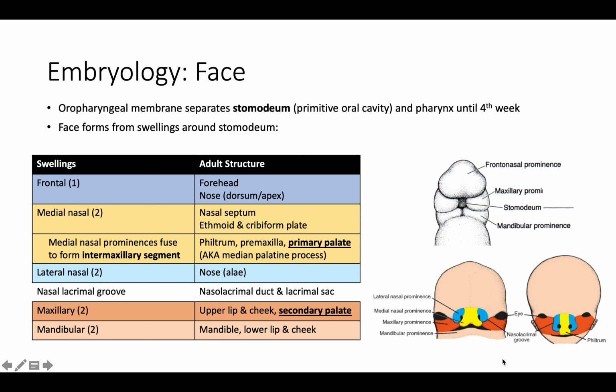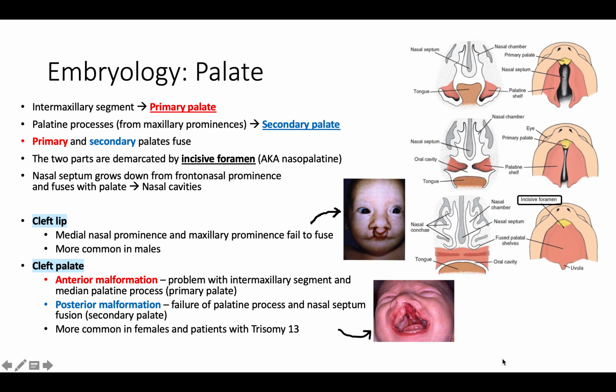There's also a maxillary and mandibular swelling. Maxillary becomes the upper lip and cheek, which is the secondary palate, and then mandibular becomes the mandible, lower lip, and cheek. And so make sure that you know what these primary and secondary palates come from. Okay, so the primary palate was that intermaxillary segment, and then the palatine processes from those maxillary prominences made up that secondary palate. So these palates fuse, and they're demarcated by an incisive foramen.